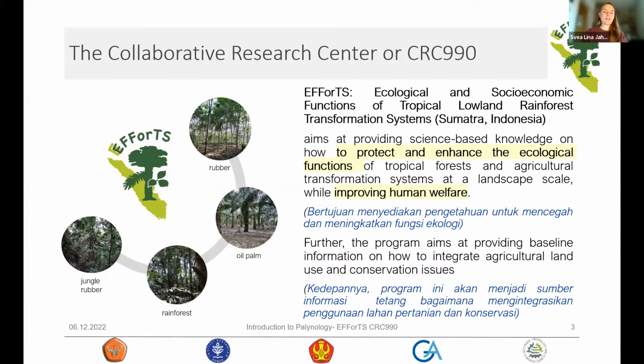So we aim at providing science-based knowledge on how to protect and enhance the ecological functions of tropical forests, as well as agricultural landscapes, while also improving human welfare. Furthermore, this program aims to provide a baseline of knowledge and information on how to integrate agricultural land use and conservation issues. We are working in 4 major transformation systems: rainforest, oil palm plantations, rubber plantations, and jungle rubber plantations.